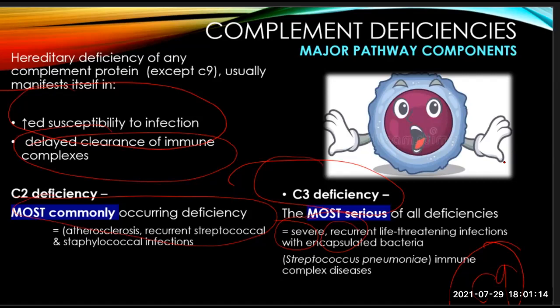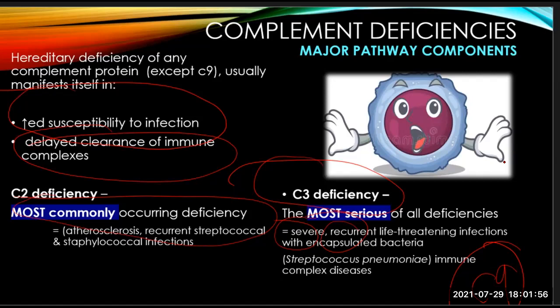So, yun ang problema. Again, bakit yung C3 deficiency is the most serious? Kasi C3 is the key mediator in all pathways. And then, the C3 deficient individual is highly prone to develop severe recurrent life-threatening infections with encapsulated bacteria. So, ano yung mga bacteria na iyon? Streptococcus pneumoniae, number 1 example. And pwede din magkaproblema sa formation, maraming immune complex formation. So, may immune complex diseases. Kasi antigen-antibody immune complexes can get lodged into the basement glomeruli of the kidneys, di ba?